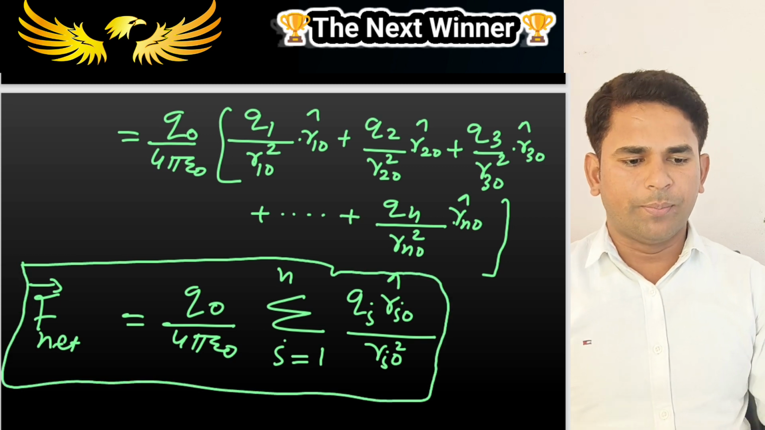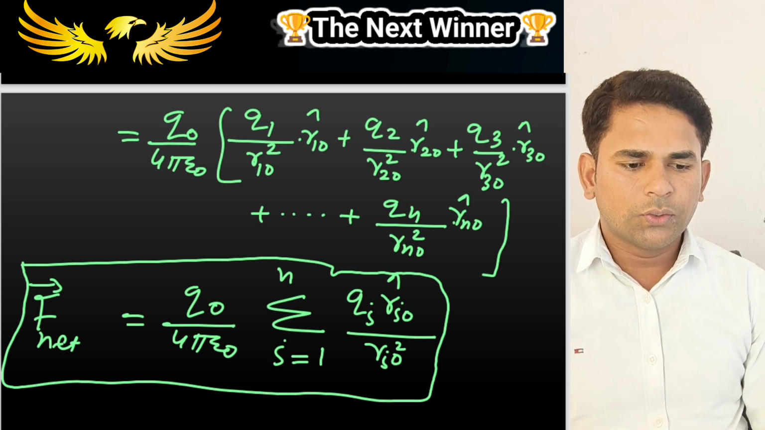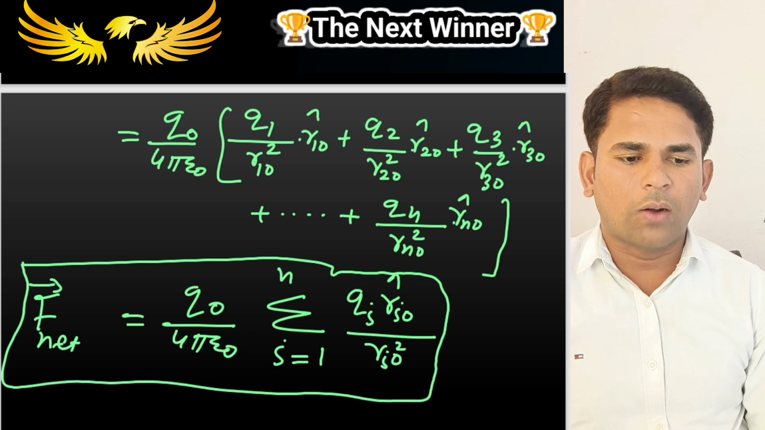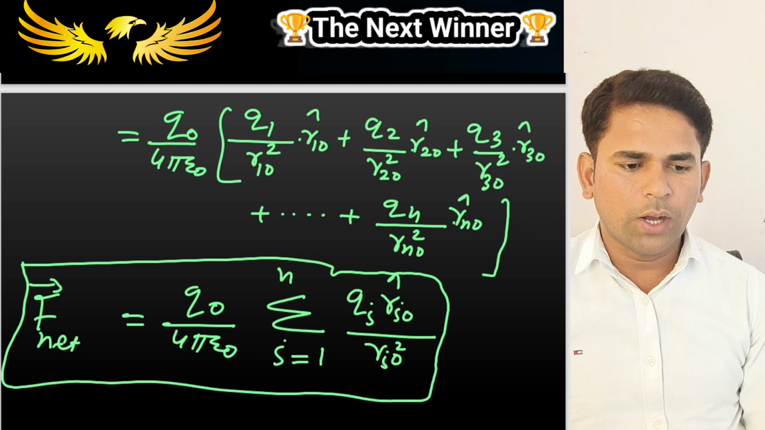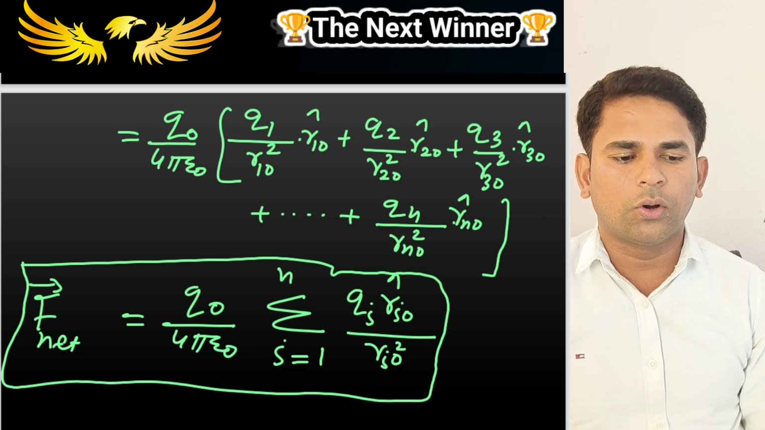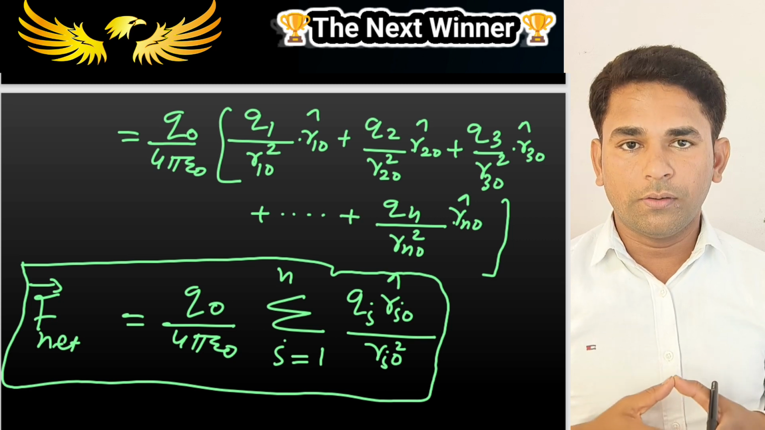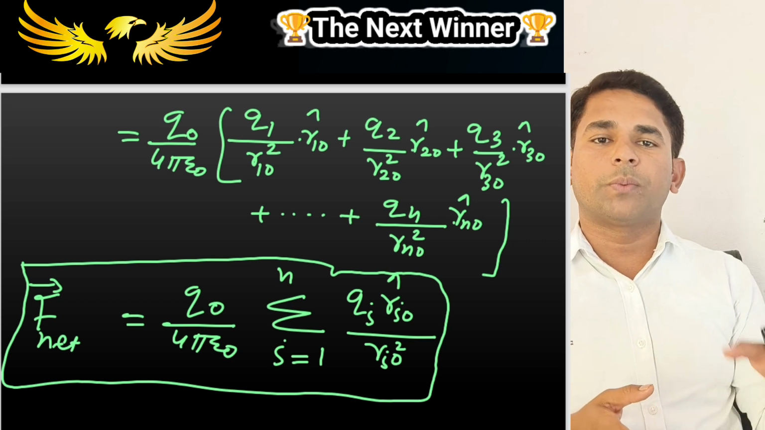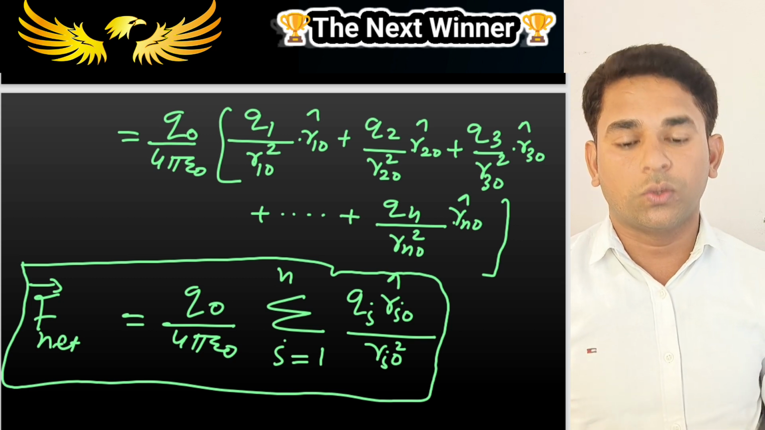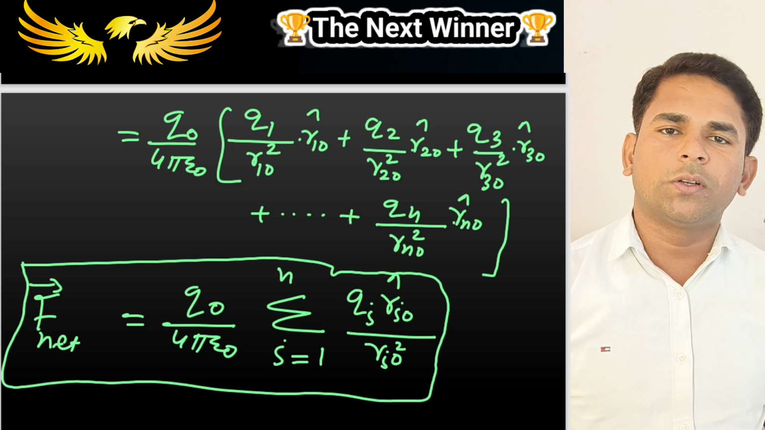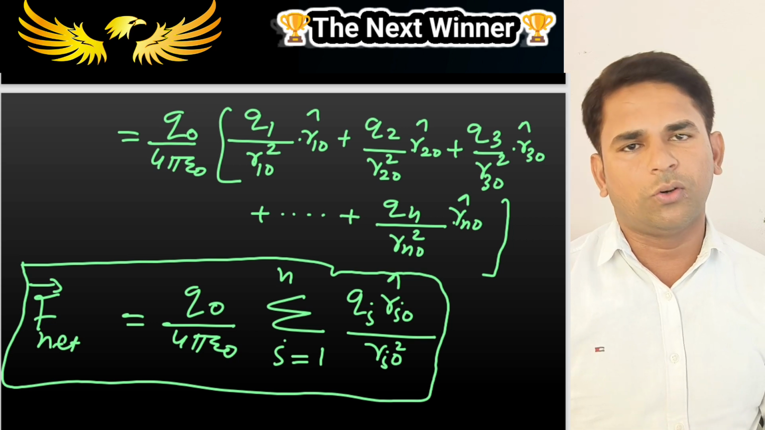Okay, so see, very simple. Suppose you are placing 1, so q1 comes with r1 naught cap and r1 naught square. If you are placing 2, so q2 will come, q2 r2 naught cap, here r2 naught square. So this is the superposition formula, or we can say the superposition principle formula for forces between multiple charges. That is known as the superposition principle. So this is a derivation. You can write it in a board exam and you can get good marks.